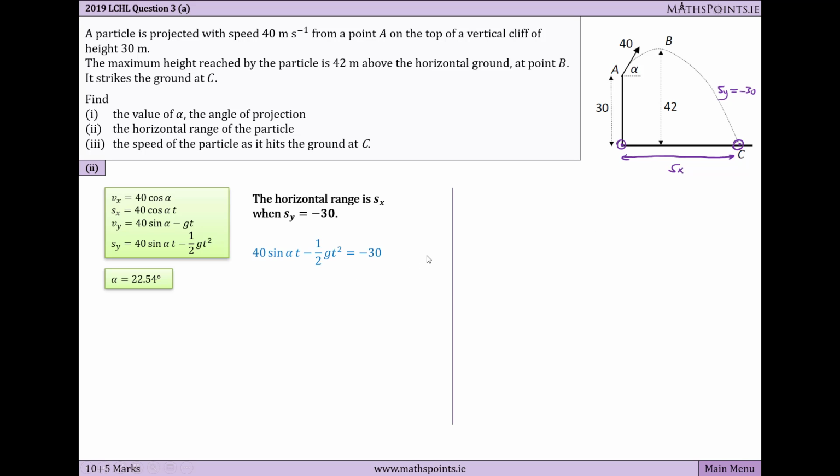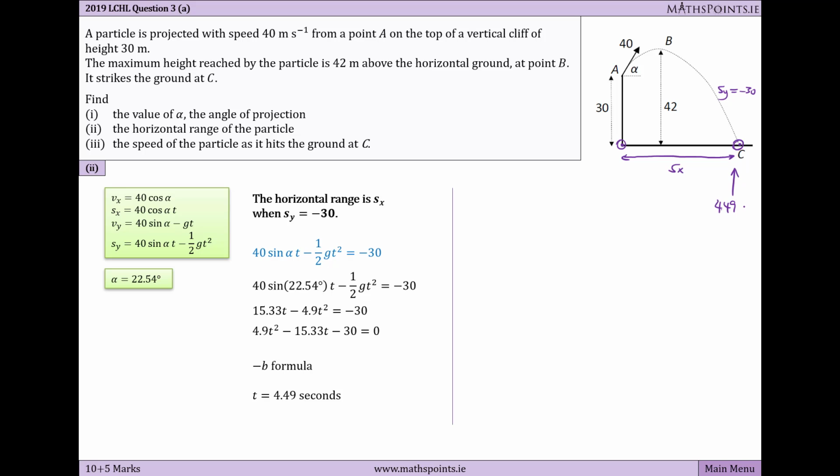So s of y equals minus 30. We're going to sub in our value for alpha, which is 22.54, and then multiply this out and tidy it up to get a quadratic: 4.9t squared minus 15.33t minus 30 equals 0. We're going to use the minus b formula, or the quadratic formula, to find a value for t, and t is equal to 4.49 seconds. The negative value that we get in the minus b formula, we can discount, because t obviously stands for time. And so the particle landed at 4.49 seconds.